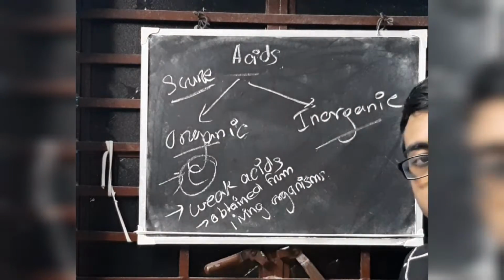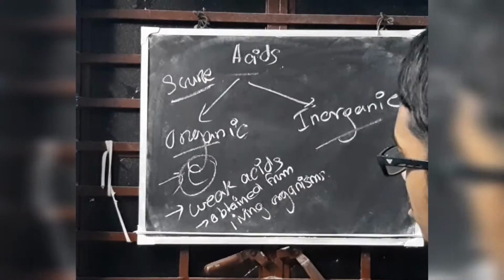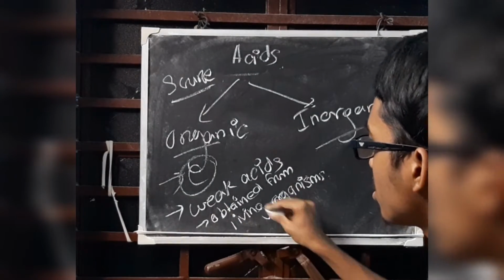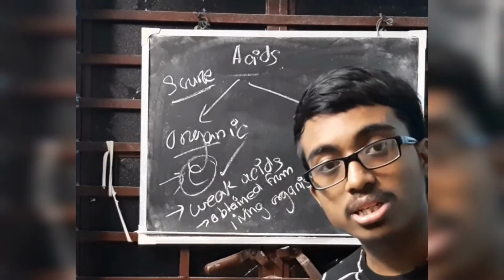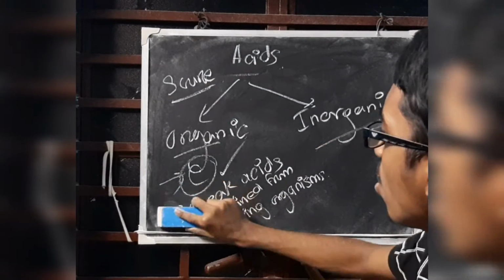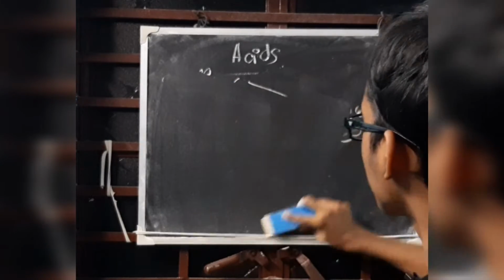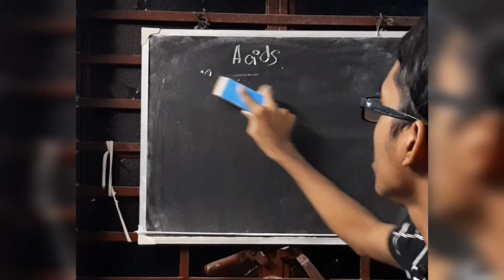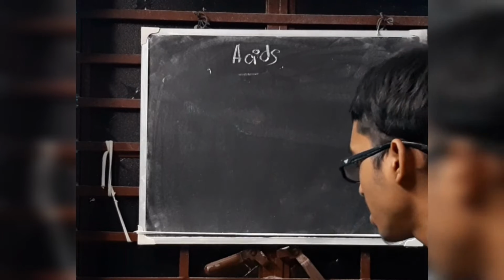These are the three characteristics that you need to remember for organic acids: weak acids, obtained from living organisms, and a carbon atom has to be present. Now let us discuss inorganic acids. Before moving on to inorganic acids, let me give some examples of organic acids.